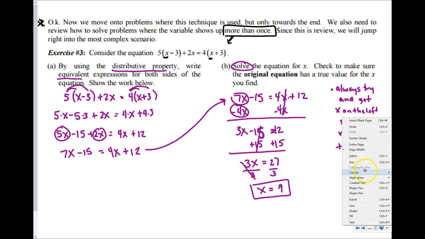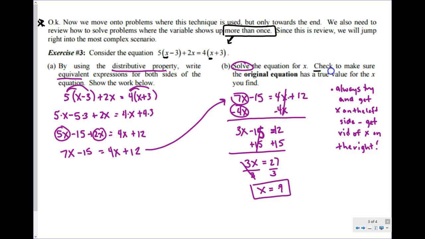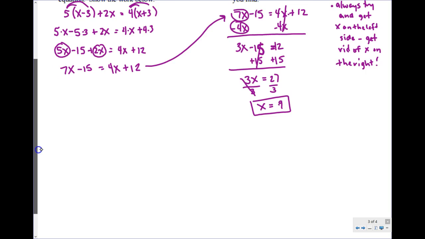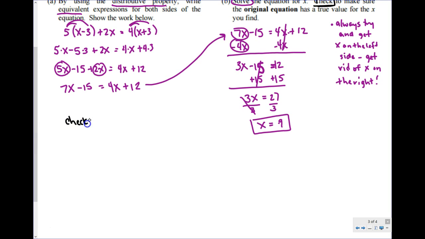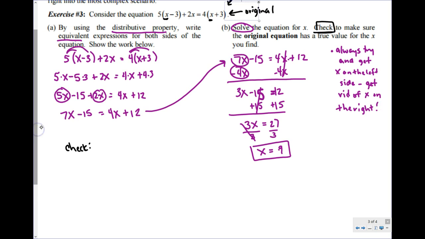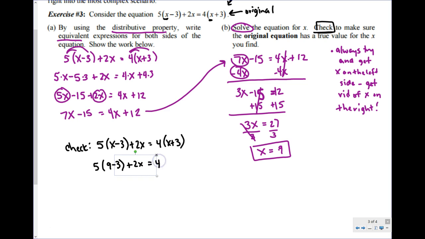Now that's not all that this said. What other part of the direction did it say? It said now check. Check to make sure that your original equation has a true value for what you find. So this is my original equation. So what we're going to do to check is plug in 9 into our original equation. So here's our check. My original equation is 5 times x minus 3 plus 2x equals 4 times x plus 3, and I'm going to plug in, instead of x, a 9. Instead of an x here, I'm going to put in the 9. And I'm going to see if it comes out equal on both sides.